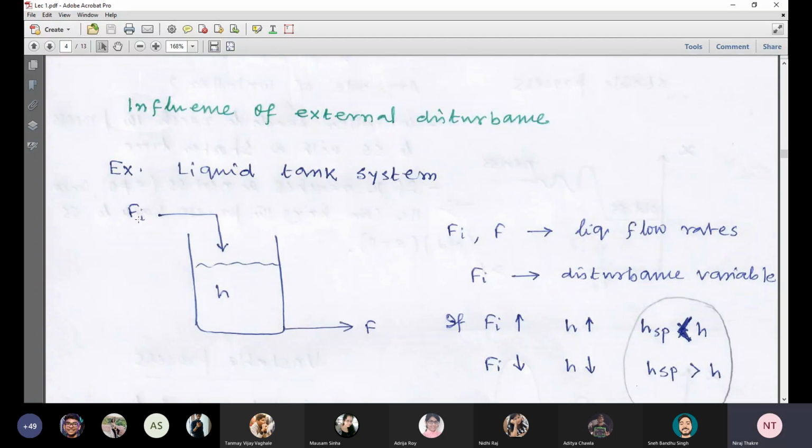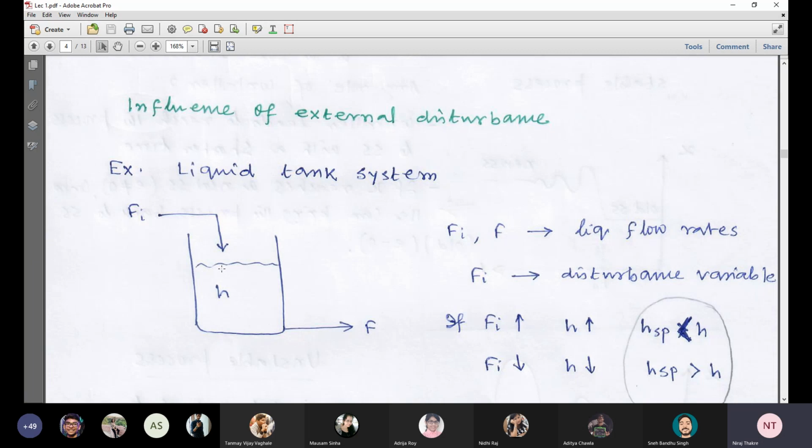I repeat, this is a simple liquid tank example system. If we suddenly increase this Fi, which is nothing but an external disturbance, the height increases. And if height increases, the hydrostatic pressure increases, which is estimated as H rho G. Because of that increased hydrostatic pressure, this outlet flow rate also increases. But whatever may be, this height has already reached a new steady state.